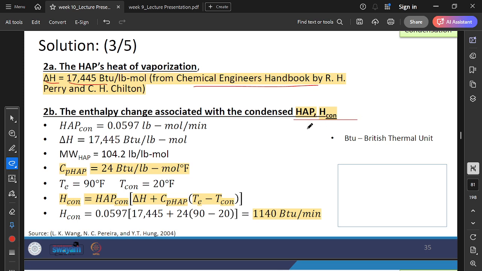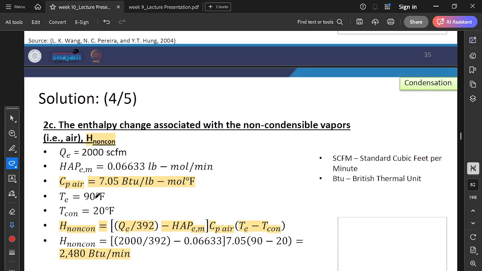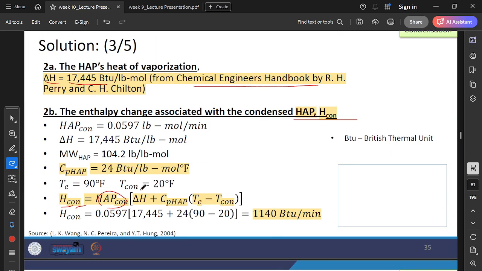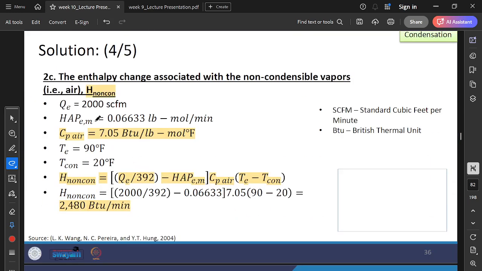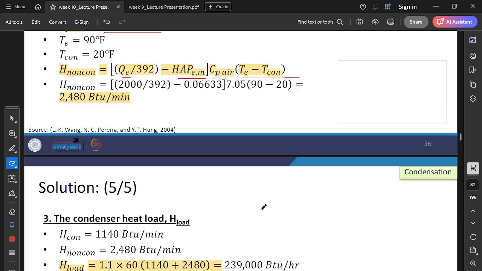And they are asking HAP H concentration. Formula is H con equal to HAP con del H plus CP HAP TE minus T con. So this is unknown. H con we already found in a formula above. You substitute, you will get this. H non con, the formula again is based on QE, HAP EM, CP air, the partial pressure of the air is given, and then TE minus T con.